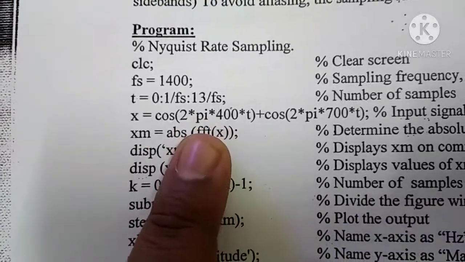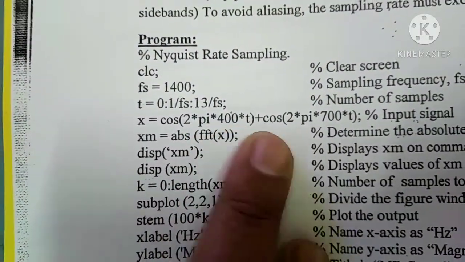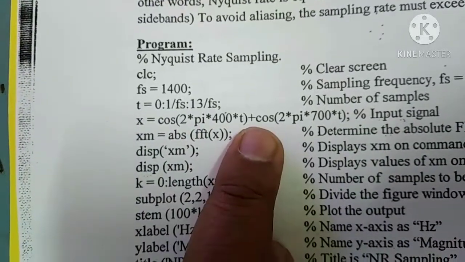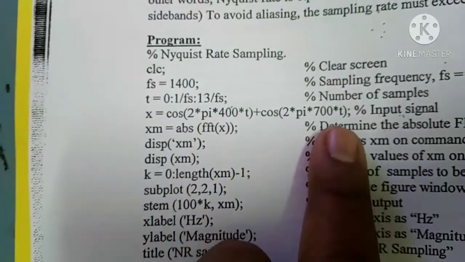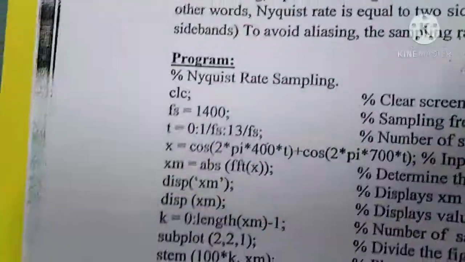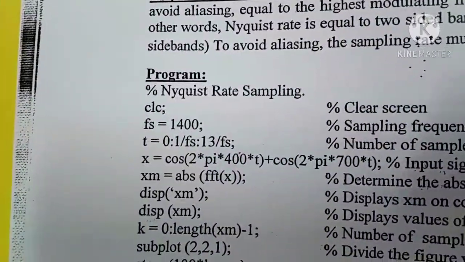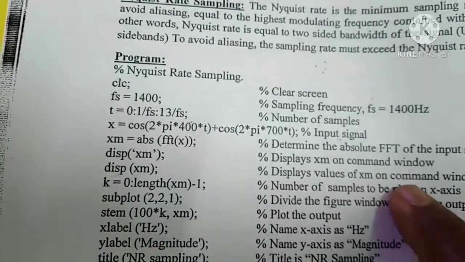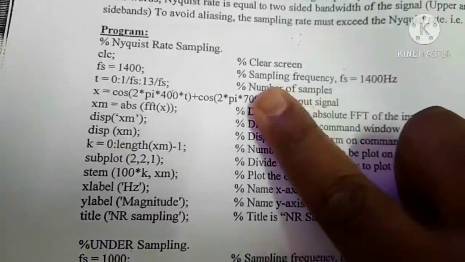We have taken one signal, cos 2 pi 400t plus cos 2 pi 700t. So 2 signals are there, one is of 400 Hz, another one is 700 Hz. These 2 signals, we are sampling for one second with a frequency greater than 2 times of this frequency.